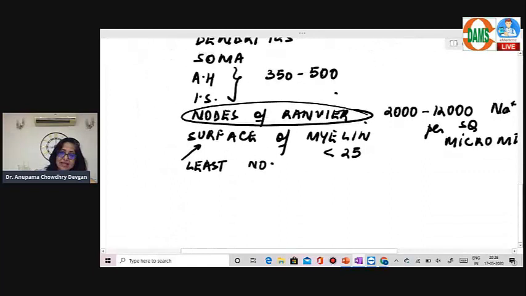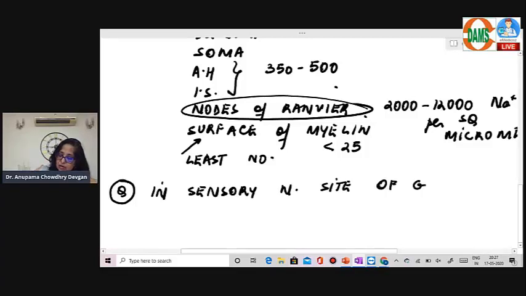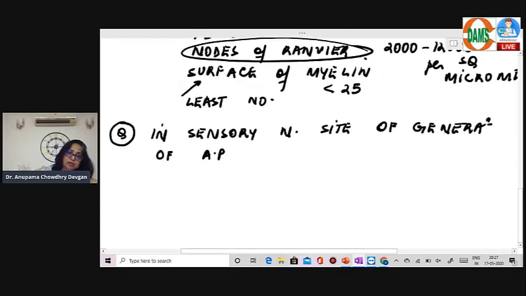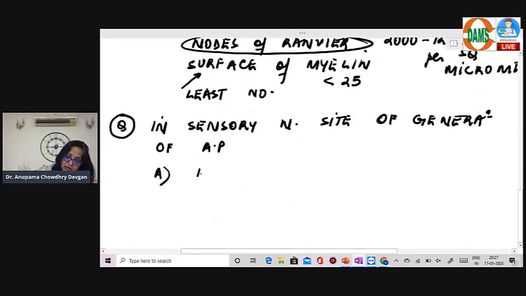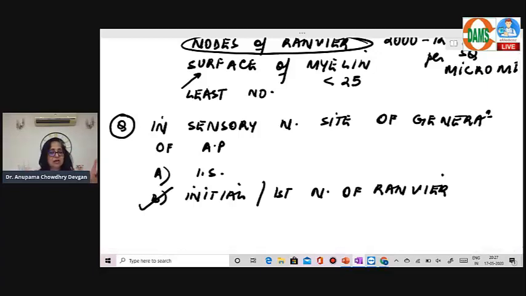Now comes yet another question, and this is in a sensory neuron. What is the site of generation of an action potential in a sensory neuron? A, is it going to be the initial segment, or B, the initial or first node of Ranvier? In the case of the sensory neuron, it is the initial or the first node of Ranvier.